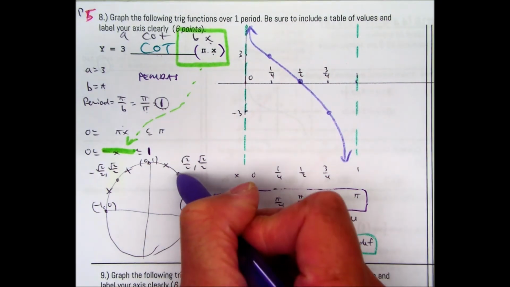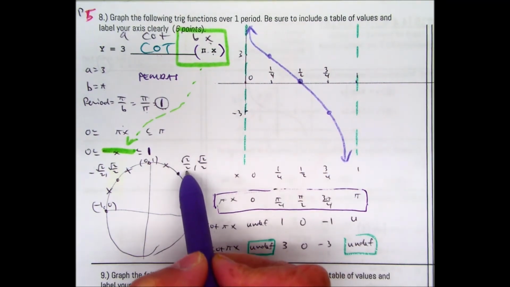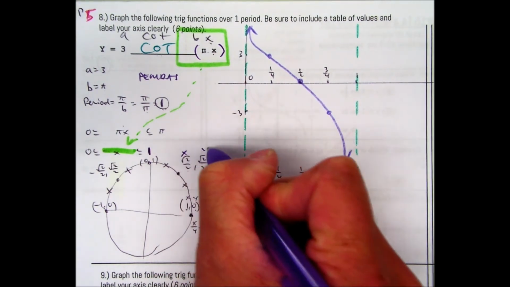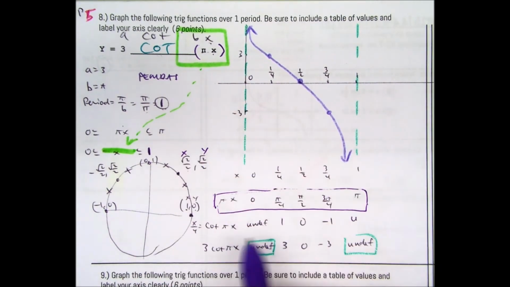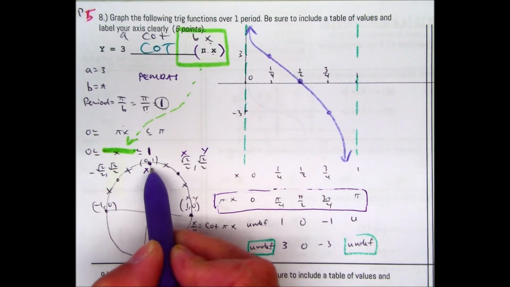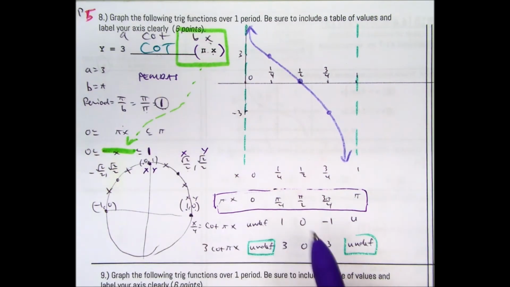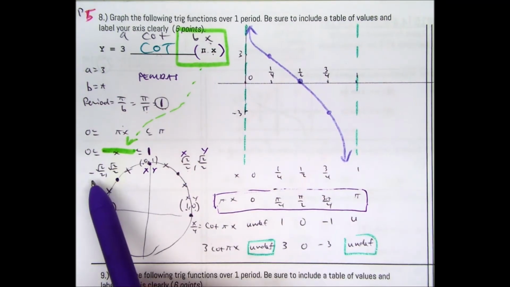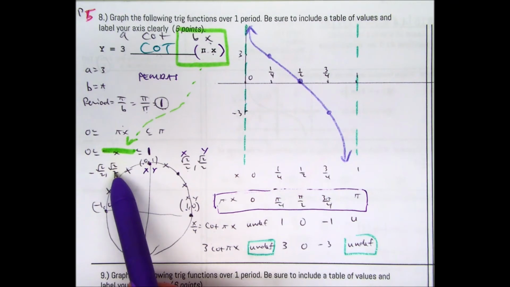At pi over 4, the ordered pair is radical 2 over 2, radical 2 over 2. The same expression over itself is equal to a positive 1. At pi over 2, the ordered pair is 0, 1. 0 divided by 1 is 0. At 3 pi over 4, the ordered pair is negative radical 2 over 2, comma radical 2 over 2.